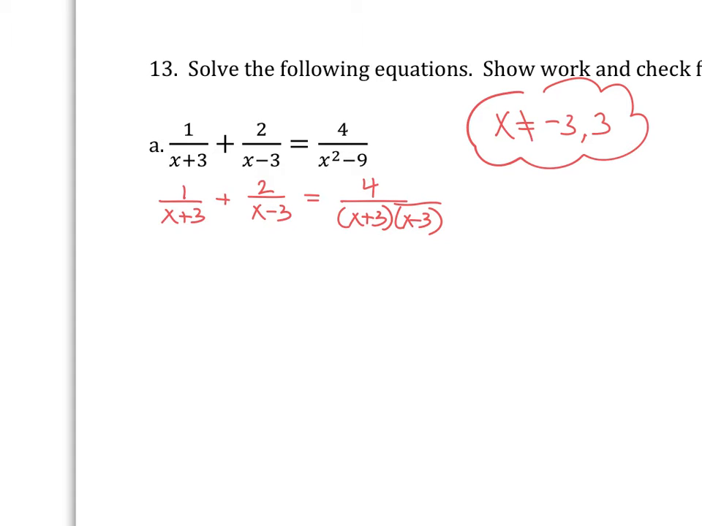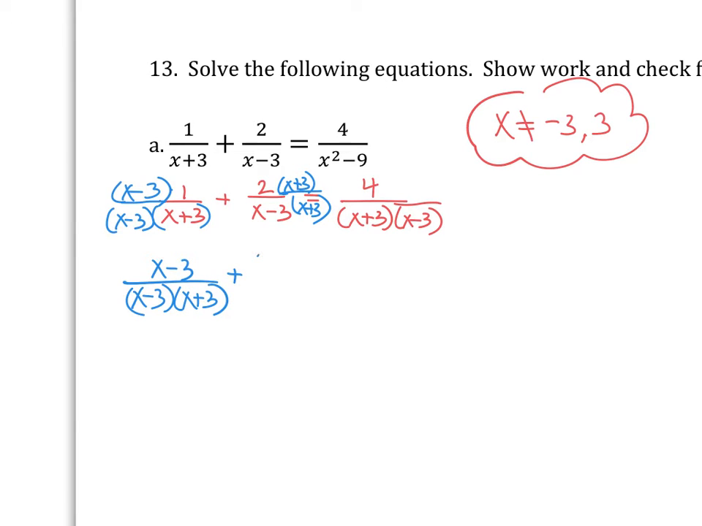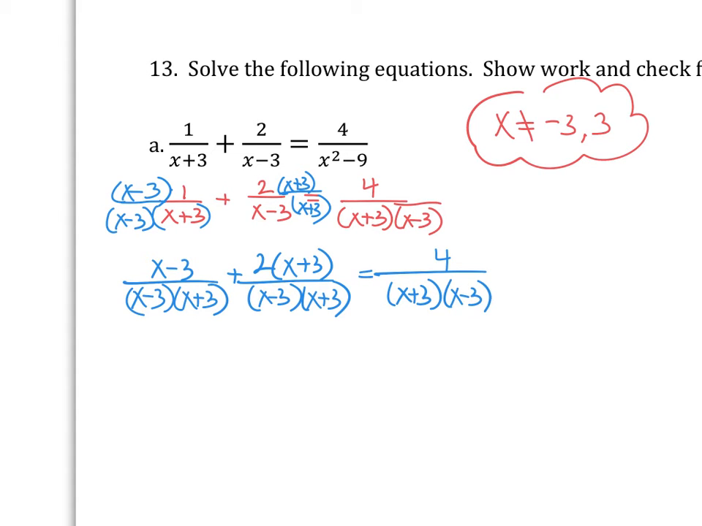So I'm going to get a common denominator. To do that here, I'm missing the x minus 3. If I multiply the bottom by that, I have to do the top by that. For this one, I'm multiplying the x plus 3. So if I multiply the bottom by that, then I have to multiply the top by that as well. So I'm left over with x minus 3 all over x minus 3 times x plus 3 plus 2 times x plus 3 all over x minus 3 times x plus 3 equals 4 all over x plus 3 times x minus 3. Now, since the denominators are the same, we can just cross them out.